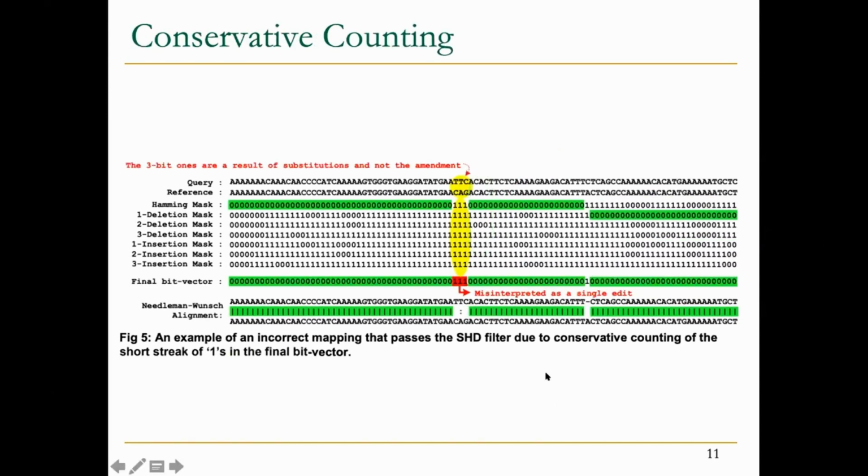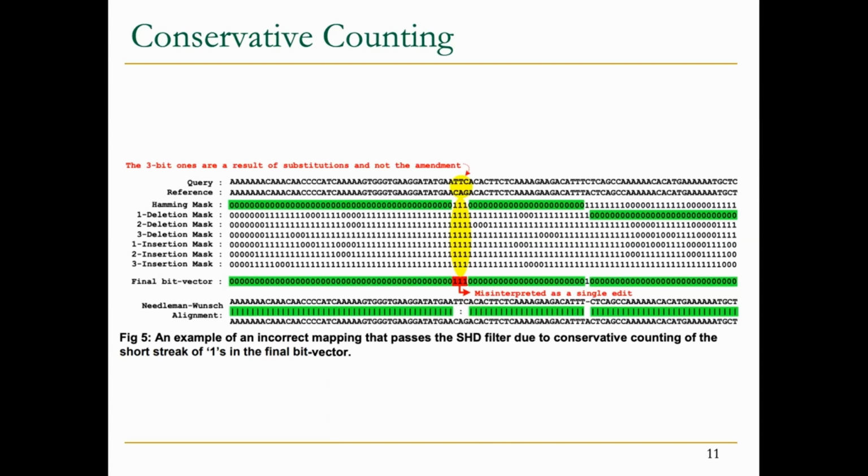Now, the third source is conservative counting. We didn't explain it in the previous lecture, but in a summary, once you replace single 0s or 2 zeros with ones, then in the very final bit vector that you get as a result of the AND operation, you need to do some conservative counting. What do we mean by conservative counting?